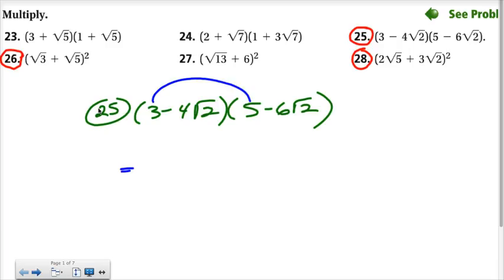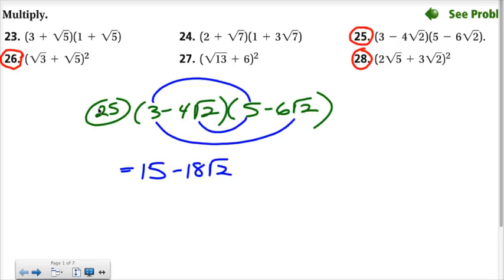First times first is going to give me 15. Then outside times outside, remember you multiply the integer pieces together and any radical pieces get multiplied with other radical pieces. So 3 times negative 6 is negative 18, and then we have the square root of 2. And remember, that is multiplication. When two things sit right next to each other in algebra, that's multiplication.